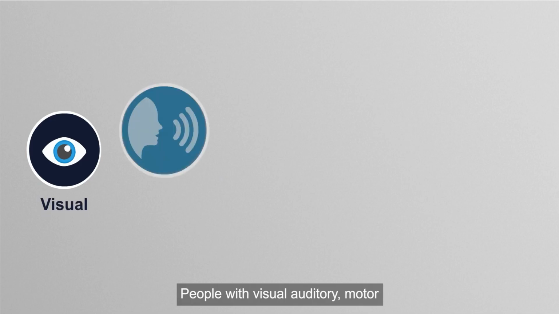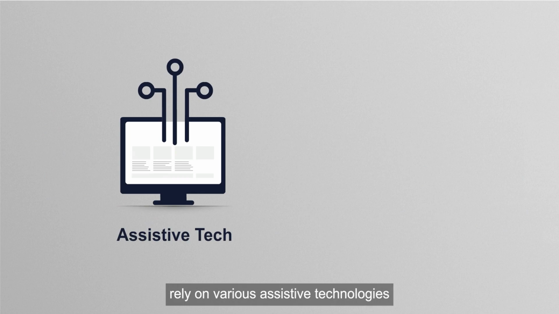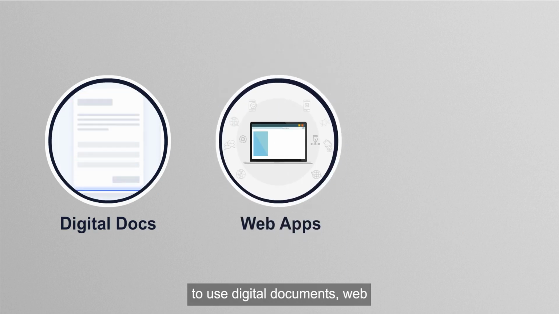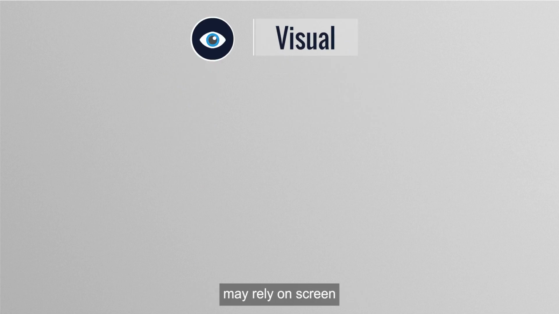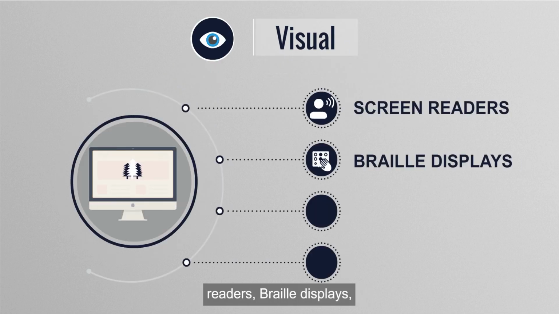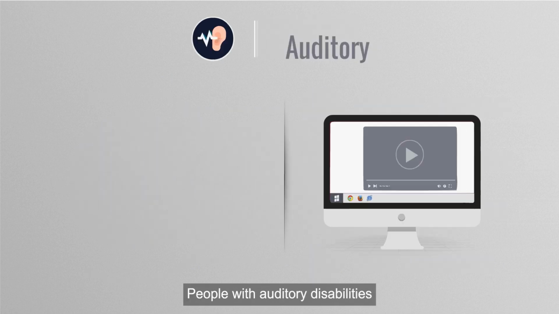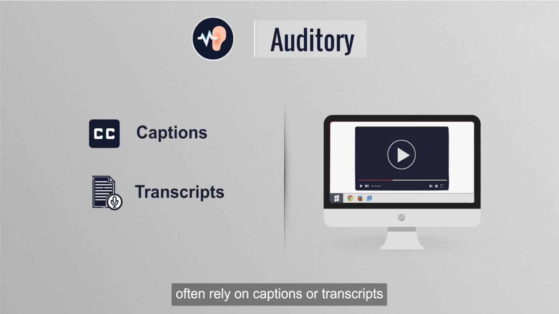People with visual, auditory, motor, speech and cognitive disabilities rely on various assistive technologies and alternate methods of interaction to use digital documents, web and mobile apps. People with visual disabilities may rely on screen readers, braille displays, zoom functions, or high-contrast colors to understand what's displayed on screen. People with auditory disabilities often rely on captions or transcripts for video content.